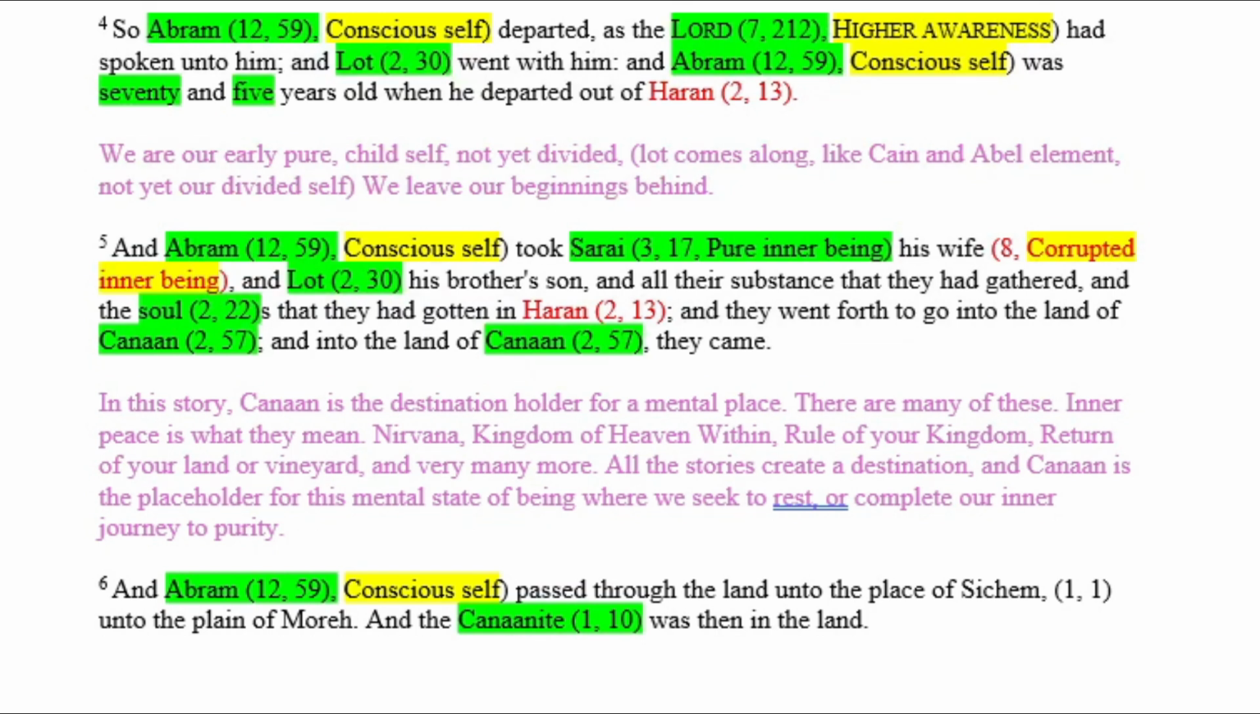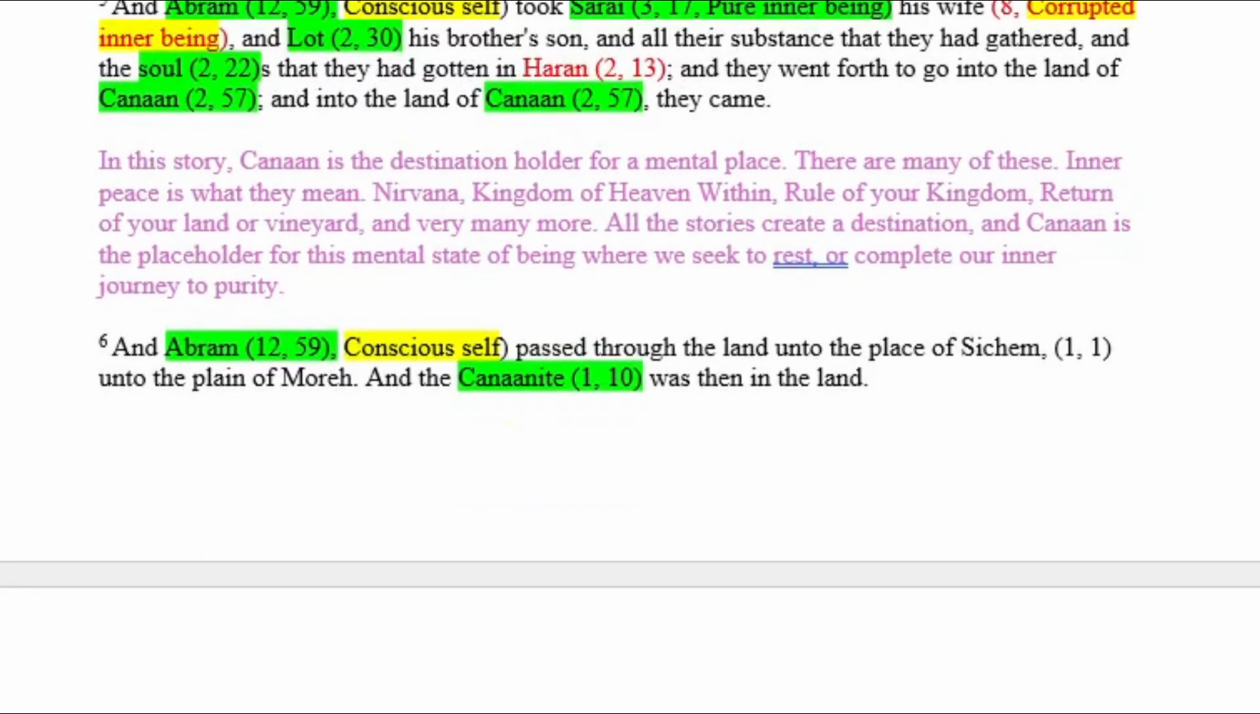Canaan's happy land, yeah. So that is where they came. But in this story, Canaan is the destination holder for a mental place. There are many of these inner places, what they mean: Nirvana, kingdom of heaven within, rule of your kingdom, return of your land or vineyard, and very many more. All the stories create a destination, and Canaan is a placeholder for this mental state of being where we seek to rest or complete our inner journey to purity.